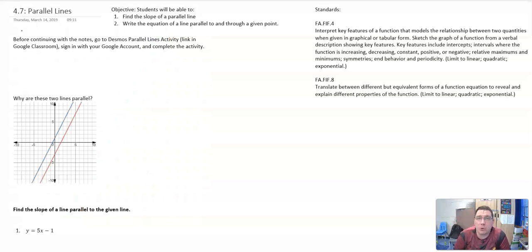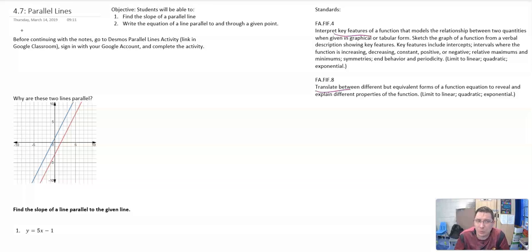Today we're going to look at 4.7 on parallel lines. The objective of this section is that you'll be able to find the slope of the parallel line and that you'll be able to write the equation of a line parallel to and through a given point. Our two standards, we've been dealing with these most of the unit, FIF4 and FIF8. Again, FIF4 dealing with the key features and FIF8 being able to translate between different but equivalent forms.